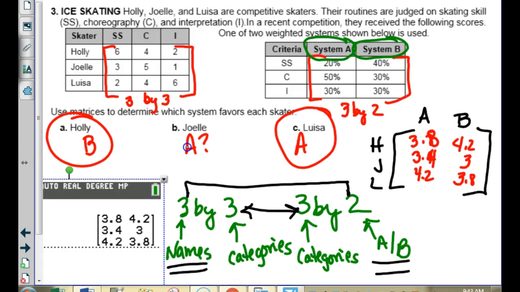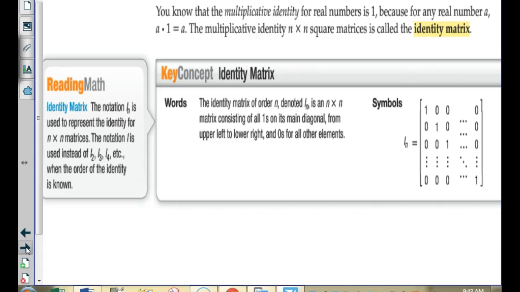Okay. The question on the quiz says, here's an inventory of items, and here's their value. If you multiply them together, you'll get the value of your inventory. So we'll practice that, but that's the kind of question that's on the quiz.